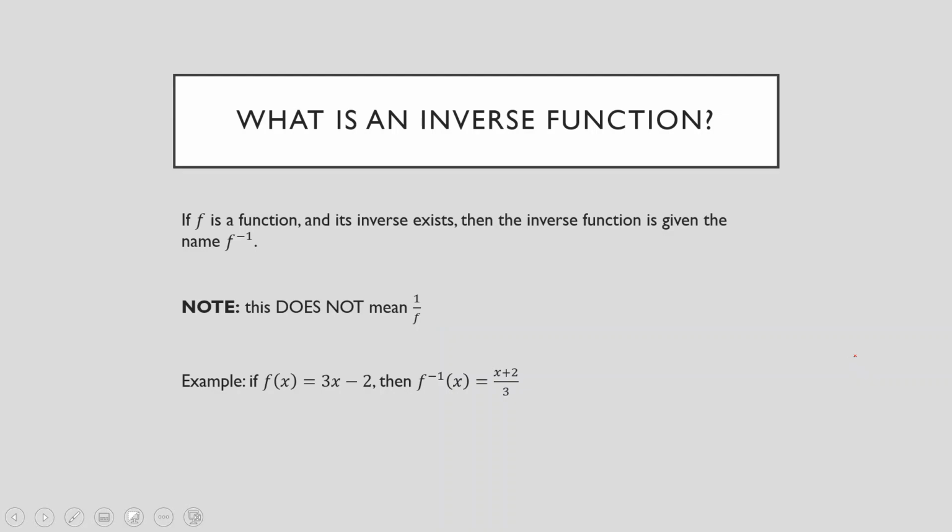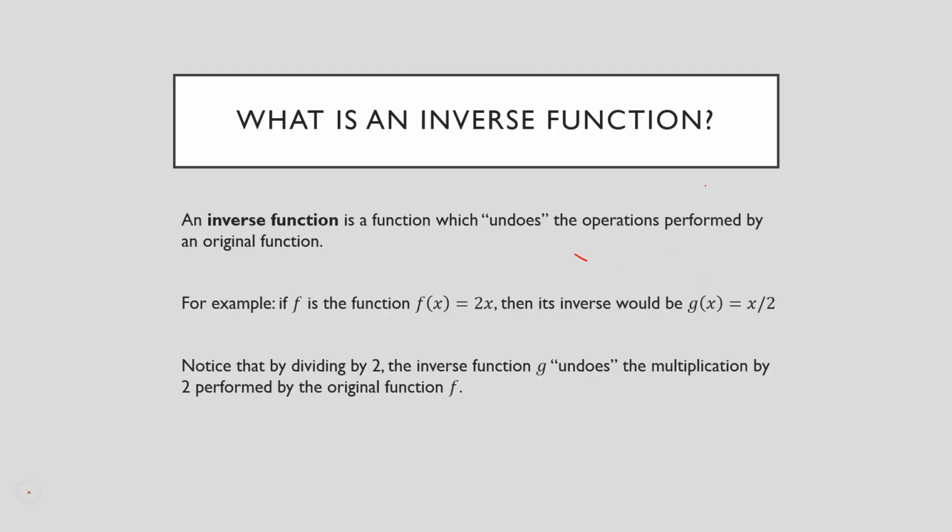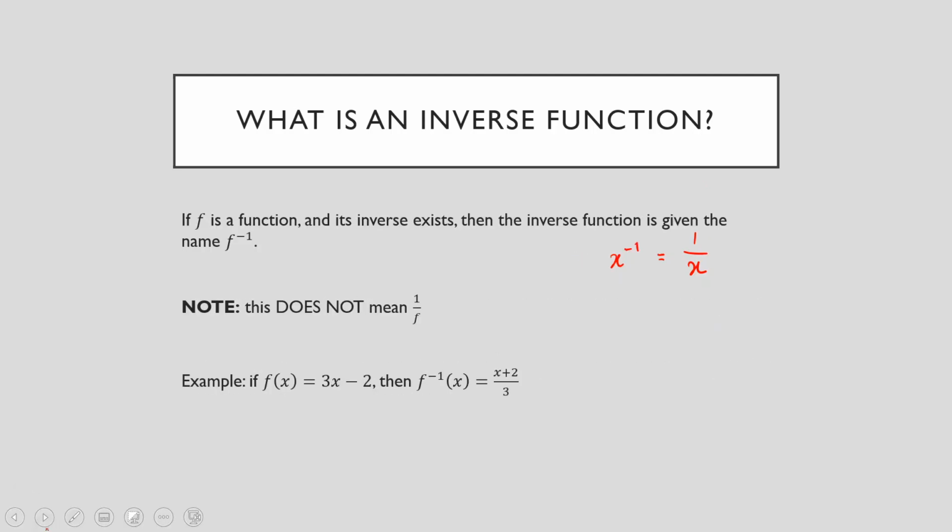You typically have seen x to the power of -1 be equal to 1 over x. That's not what this means. The -1 there tells us that it is an inverse function. It's not necessarily going to be 1 divided by something. All right, so that's not what it means.